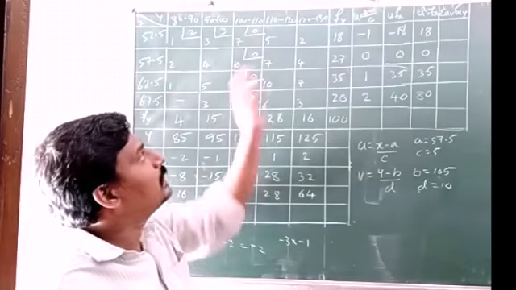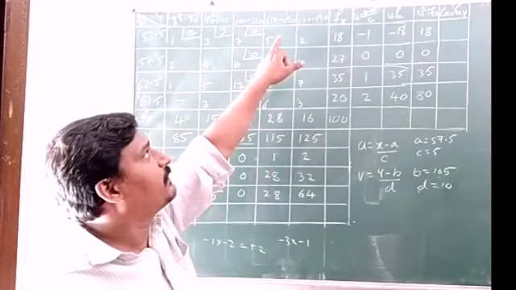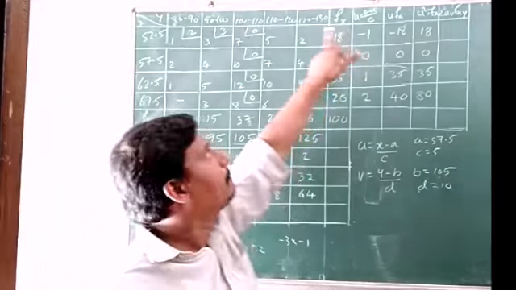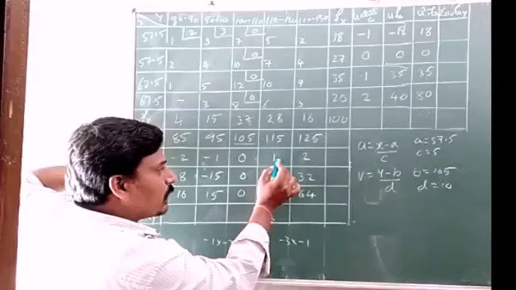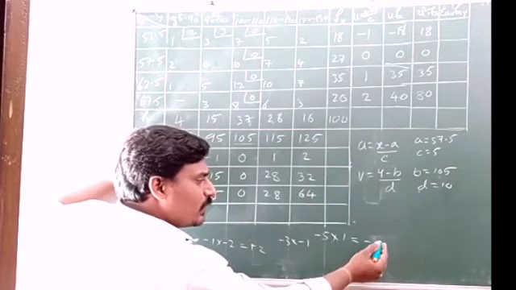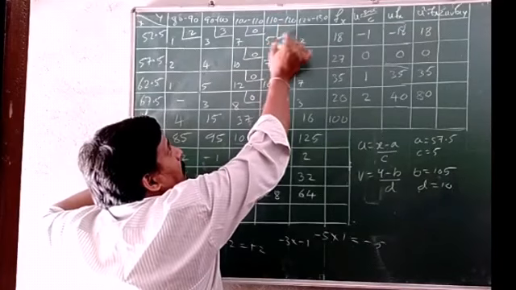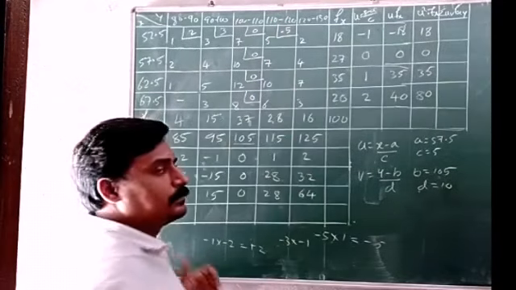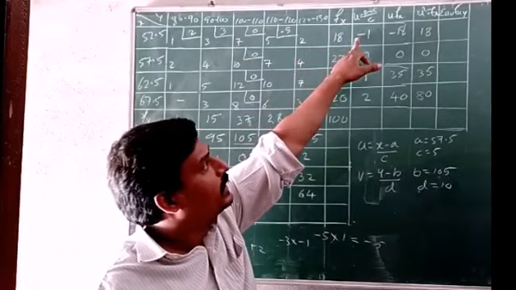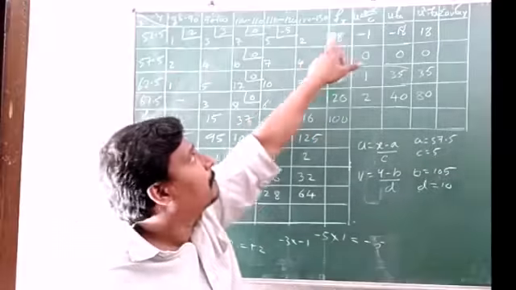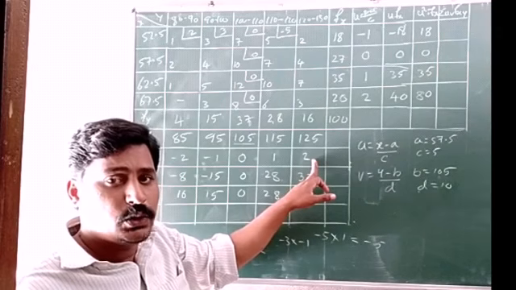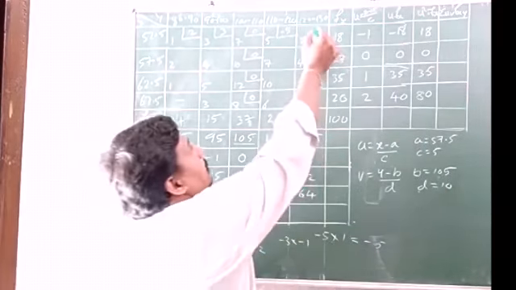Now, move to next frequency, that is 5. 5 into minus 1, minus 5. Minus 5 into plus 1, so minus 5 into 1. Minus into plus is minus, 5 into 1, 5. So we get here minus 5. And the last column here, 2. 2 into minus 1, minus 2. Minus 2 into plus 2. Minus into plus is minus, 2 into 2, 4. So we get here minus 4.